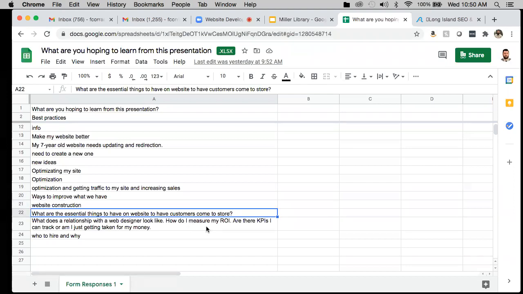What are the essential things to have on a website to have customers come to the store? Okay, so if you're talking from an e-commerce store, if you want to get foot traffic into your store, that's a whole separate thing. That's a ranking thing. I'm going to speak from, I have an e-commerce website. I sell sunglasses. So if you have an e-commerce website that sells sunglasses, but your users are going to your website and bouncing off, looking at the CRO on page is something to consider.